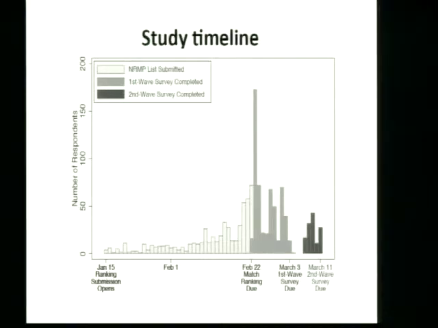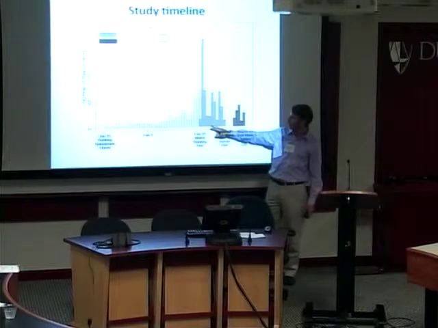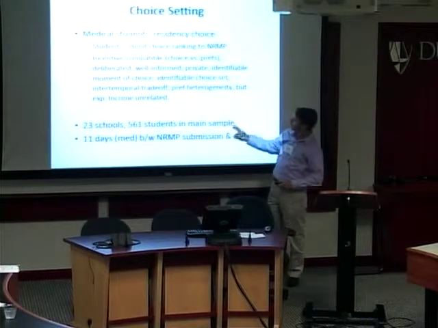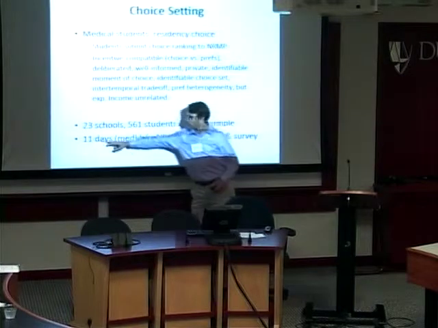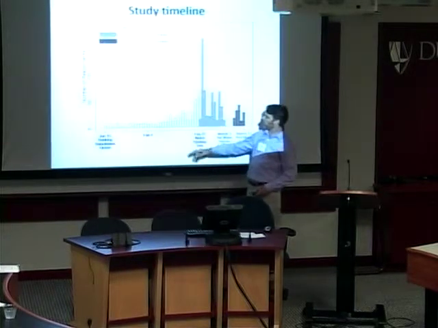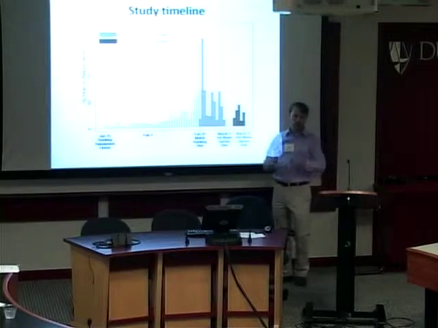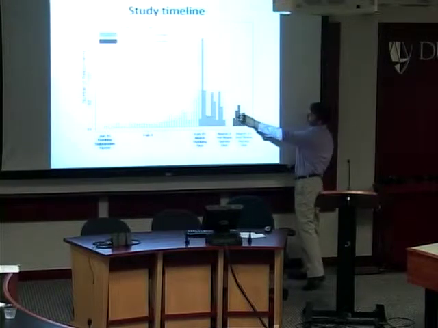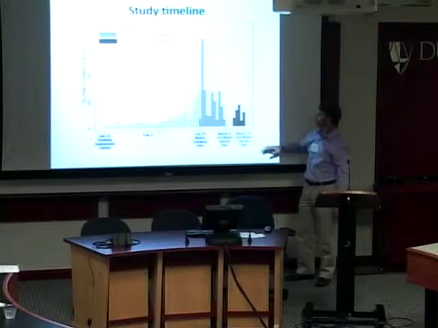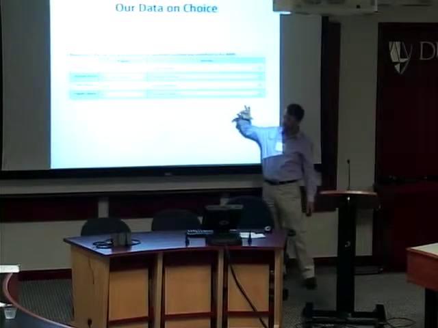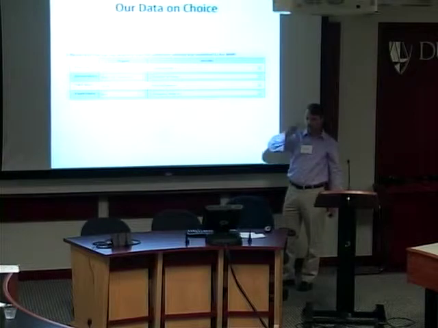We also asked them, by the way, when did you submit for the match, for the NRMP? And you can see the median, I just reported here, the median time between the actual submission and filling our survey is just 11 days. So we consider it all under the same choice set. We also had a repeat survey, which I'm not going to talk about today. It's in the paper. So this is what it looks like. People do the survey. They click a link.